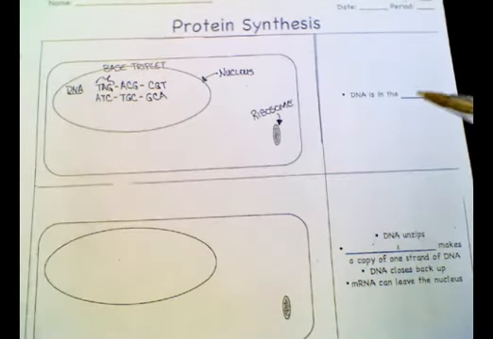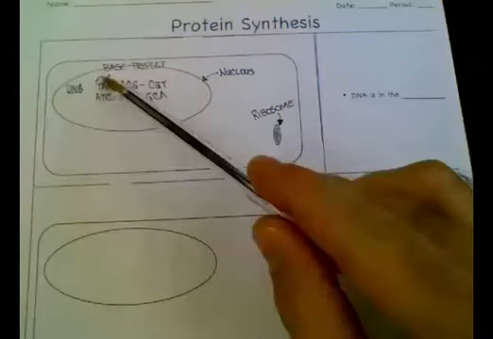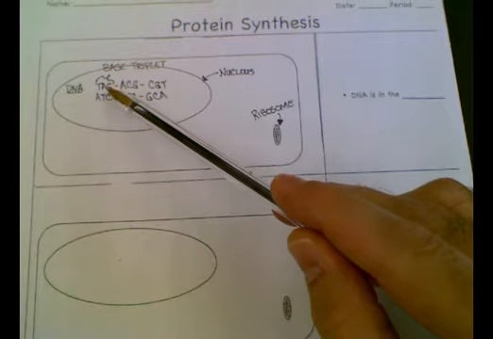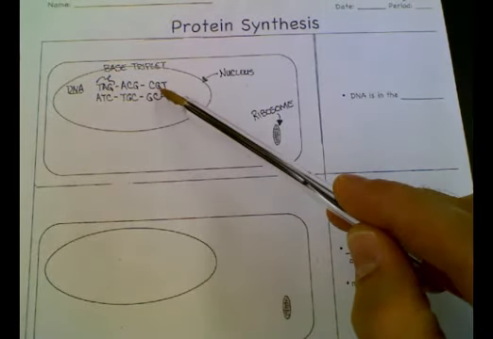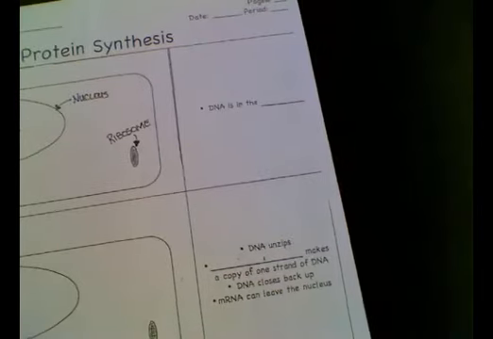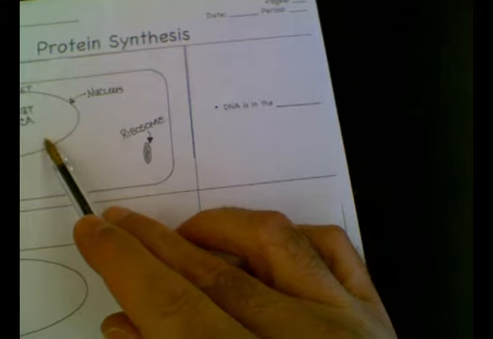Okay, let's orient ourselves in the first image. Here we have the cell membrane and the nucleus. Inside the nucleus we have a section of DNA with 3 base triplets. Filling out the box to the right, we'll see DNA is in the nucleus.